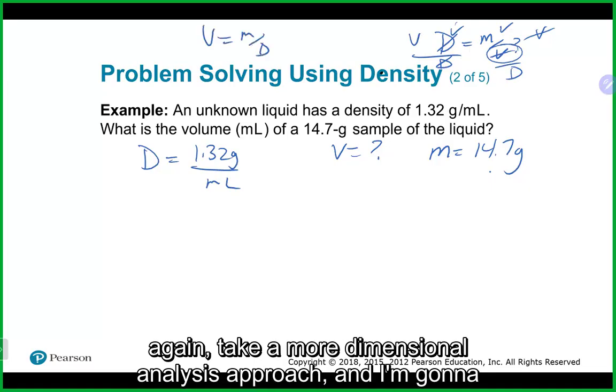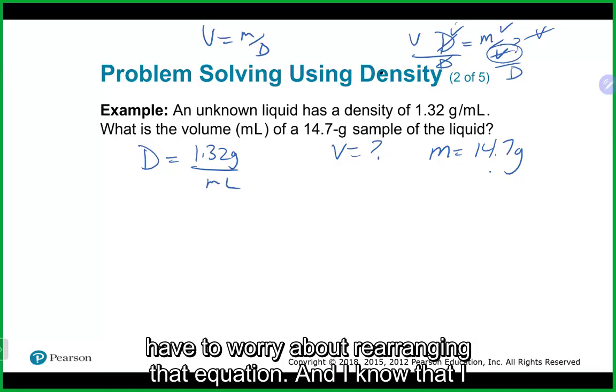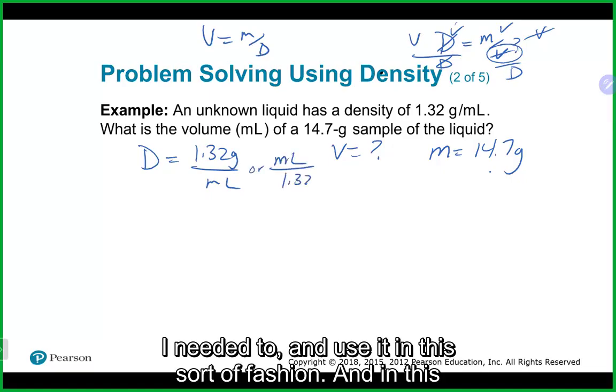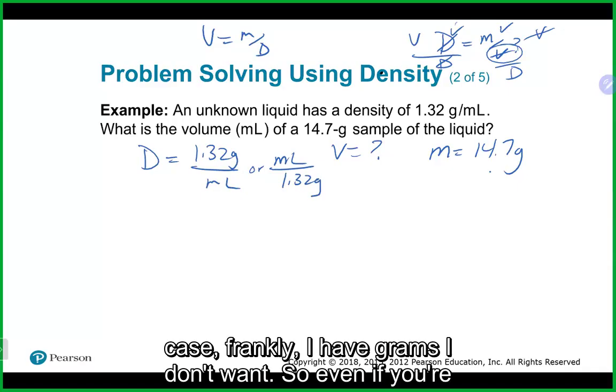You could also, again, take a more dimensional analysis approach, and now I'm going to have to worry about rearranging that equation. And I know that I have a density like this, which means I could flip it around if I needed to and use it in this sort of fashion. And in this case, frankly, I have grams I don't want.